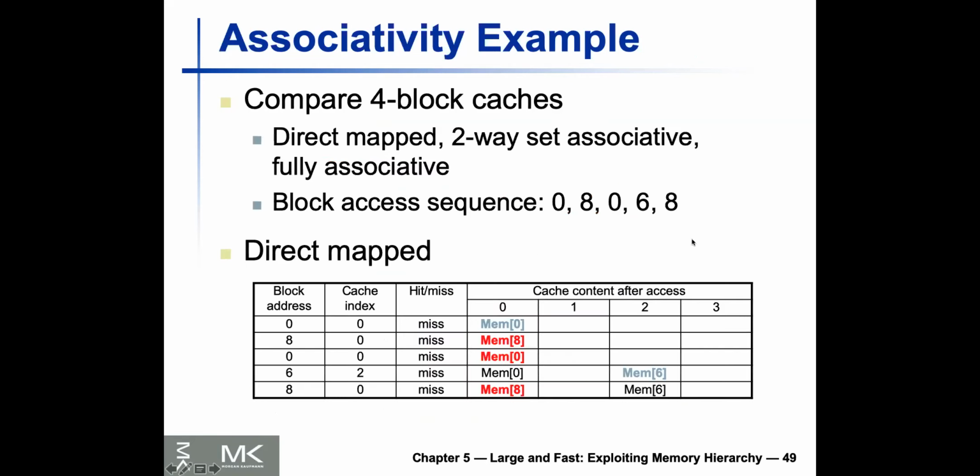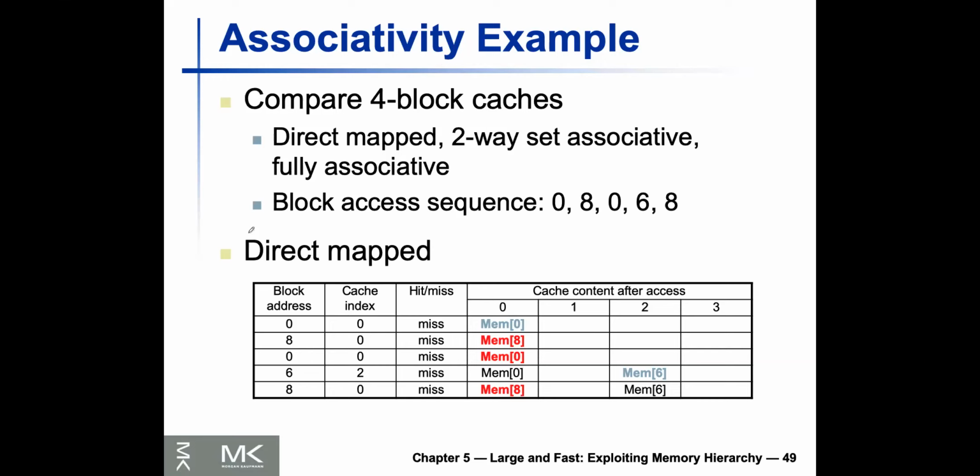All right. Let's have one quick example, and then we're going to conclude the lecture. Next week we're going to talk about a few more examples, and then review for the final exam. So now we have an example about associativity for cache. We are comparing a 4-block cache: direct map, two-way set associative, and fully associative, right? The block sequence is 0, 8, 0, 6, 8.